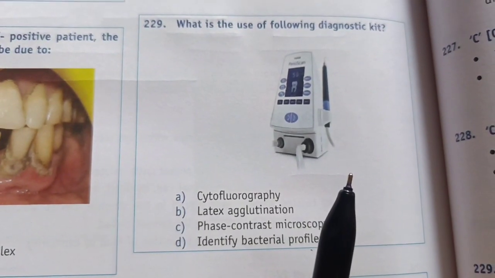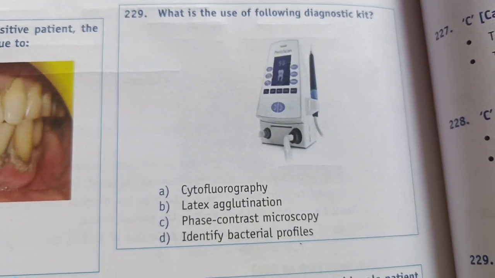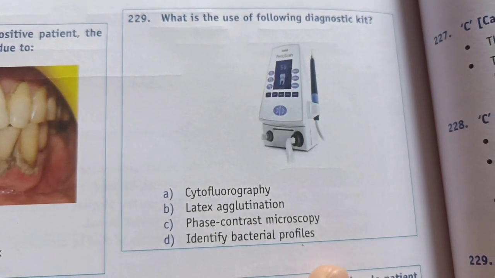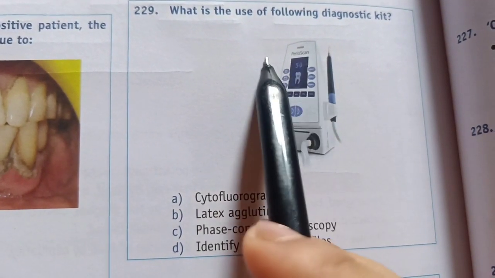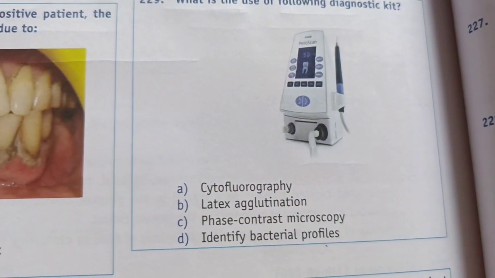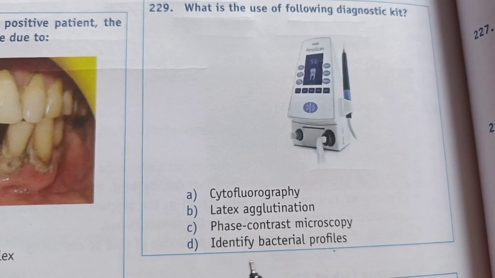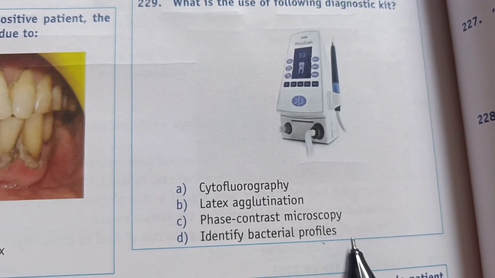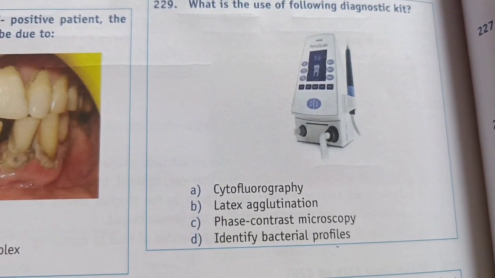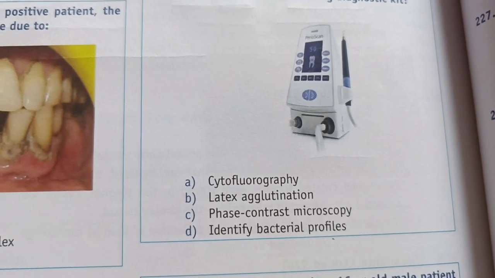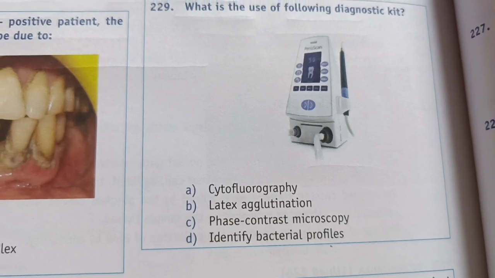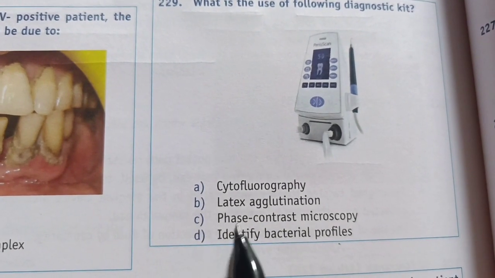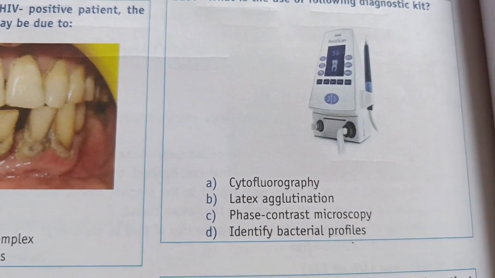Now coming to the next question, what is the use of the following diagnostic kit? If we zoom in, here is a Perioscan. Now why do we use the Perioscan? To identify bacterial profiles. The options are cytofluorography, latex agglutination, phase contrast microscopy, and identify bacterial profiles. So the answer is option D, identify bacterial profiles.